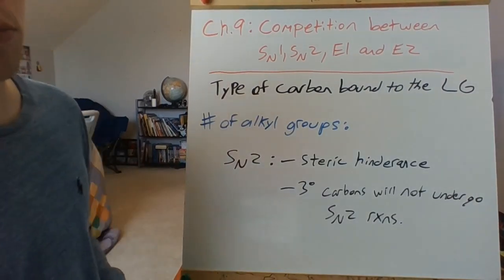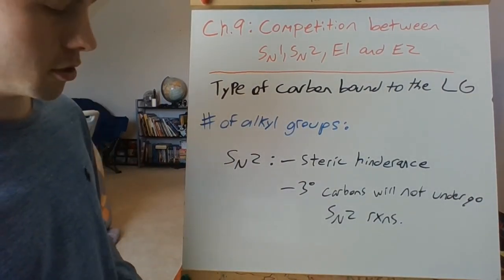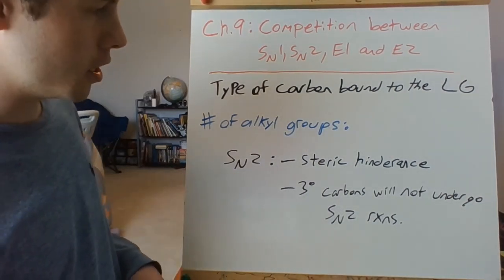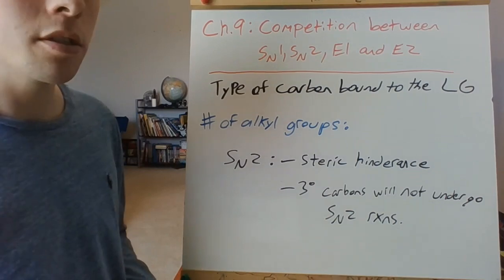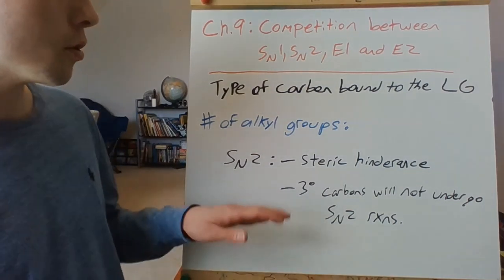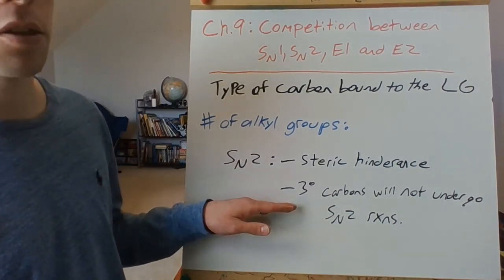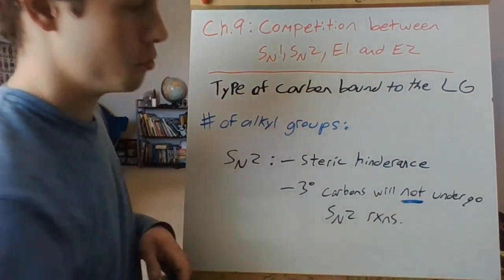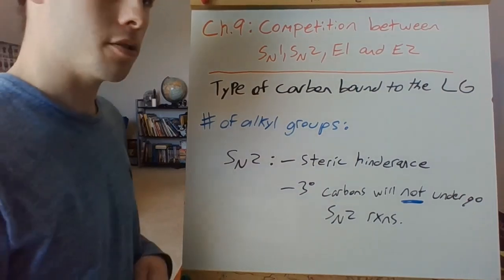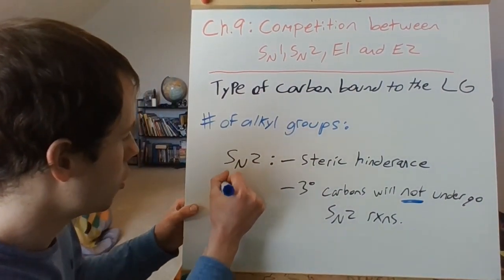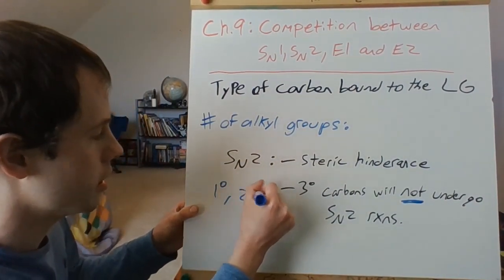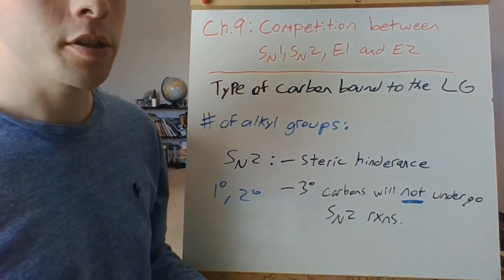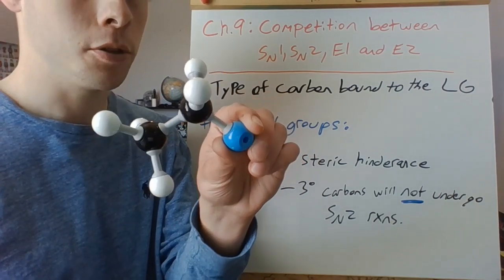So let's talk about the number of alkyl groups that are attached. And so for an SN2 reaction, the big limiting factor here is steric hindrance. And so in general, tertiary carbons that contain the leaving group will not undergo SN2 reactions. And so therefore SN2 reactions are only possible with primary and secondary carbons containing the leaving group. So for example, I have made this molecule here.